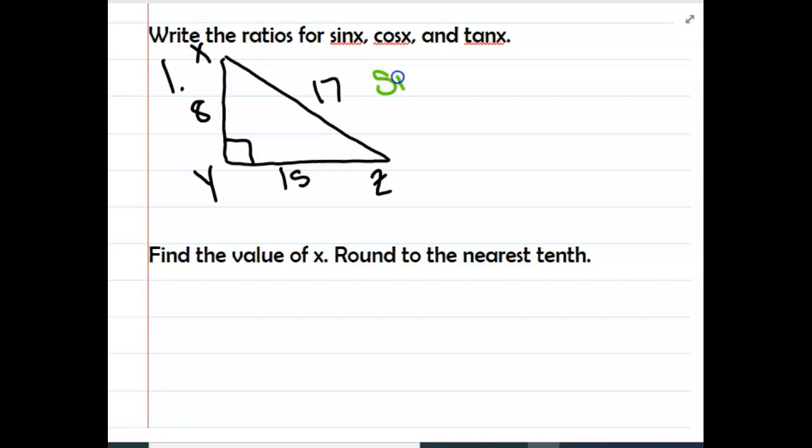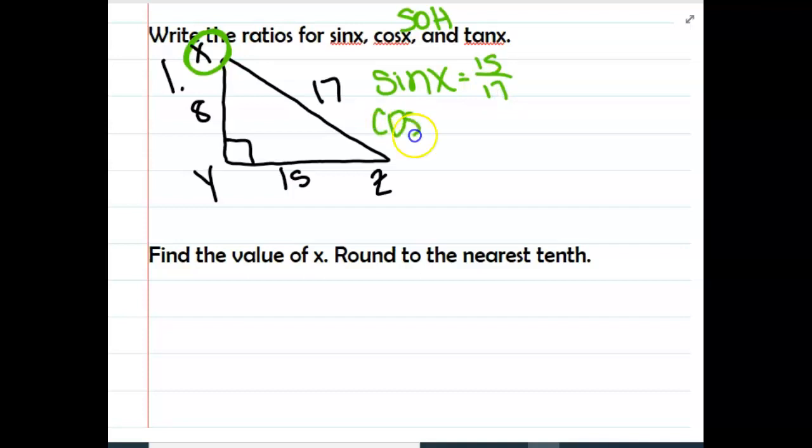So if I want to find sine of X, this is where SOHCAHTOA comes in. So sine is that S-O-H. To find sine, we're going to take opposite over hypotenuse. Now we're finding sine of X, so we're looking at these in relation to angle X. The opposite side from X is 15. So we're going to put 15 over the hypotenuse, which is 17. So sine of X is 15 over 17.